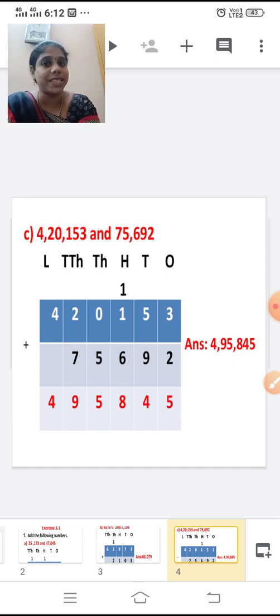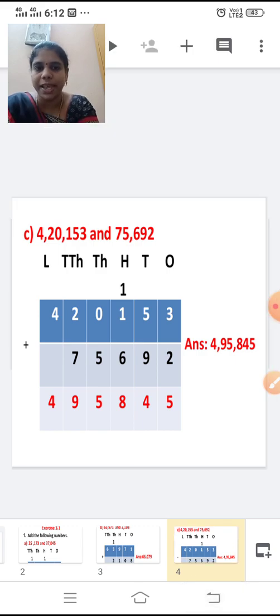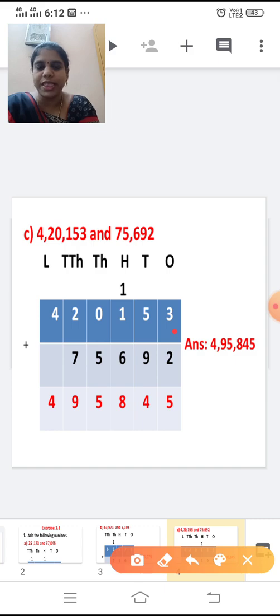First write the numbers in their exact places. Take the first number, 4 lakhs, so 4 in the lakhs place. Like that you are going to write the numbers in their exact places. So 3 in the ones place, 5 in the tens place, 1 in the hundreds place, 0 in the thousands place, 2 in the 10,000 place, and 4 in the lakhs place.